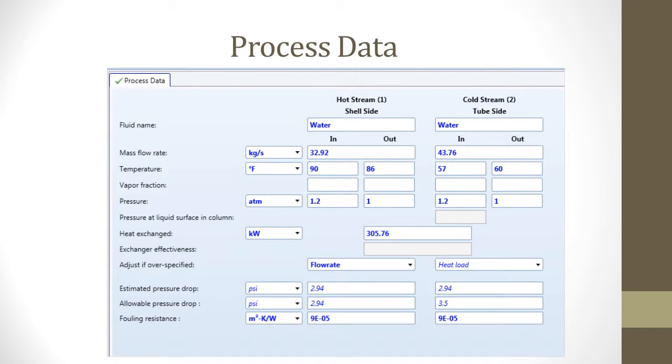The process data was set up as so, with the cold stream properties being determined with a mass flow rate of 43, the inlet temperature to be 57, the outlet temperature to be 60 degrees, and we chose pressure values of a little higher than atmosphere on the incoming flow and atmospheric pressure on the outgoing flow. And for the hot stream, the incoming temperature was 90 degrees. We chose 86 degrees as the outgoing temperature and then used the Q to determine the mass flow rate for the hot stream.